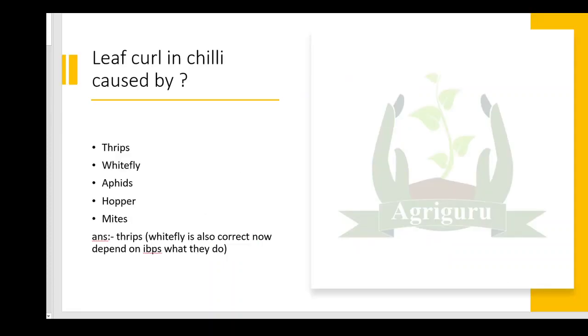One of the questions was: leaf curl in chili is caused by, that is, the vector of leaf curl in chili, which is a viral disease. The answer is whitefly, because as per TNAU and ICAR standard material, it was whitefly, that is Bemisia tabaci. But some of the literature also mentions thrips as the vector. So it depends upon what IBPS is going to do.